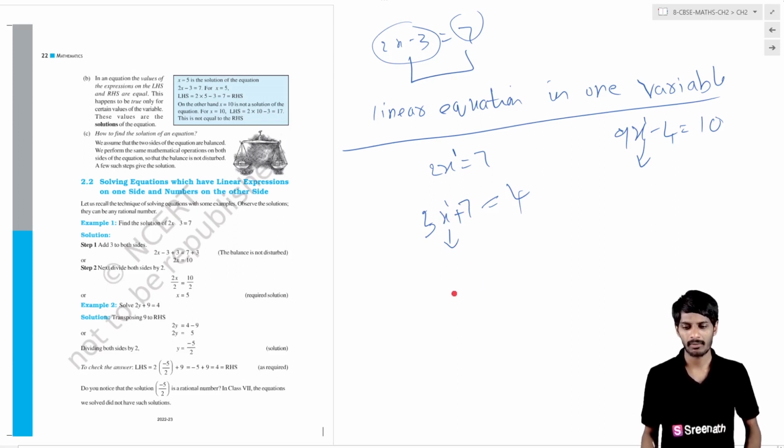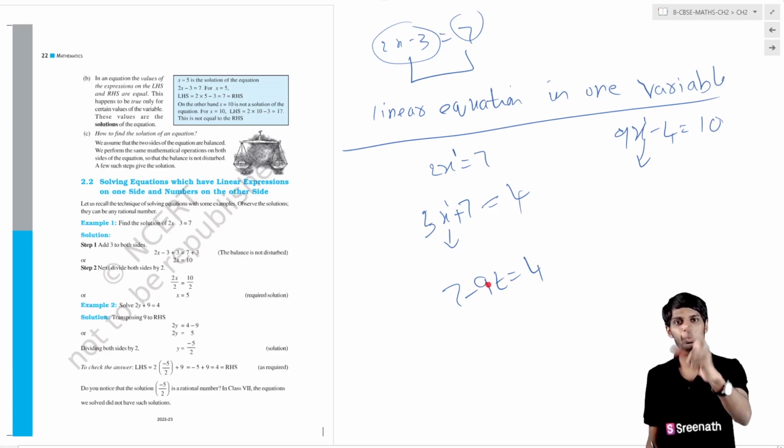Suppose whenever you come across 7 minus 9t equal to 4, is it a linear equation or not? Quickly comment below. I am giving you 5 seconds. 5, 4, 3, 2, 1.